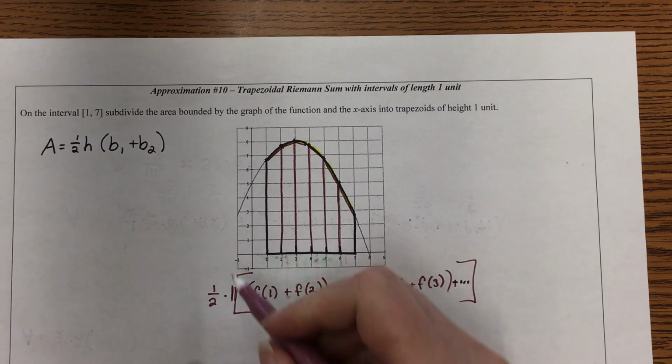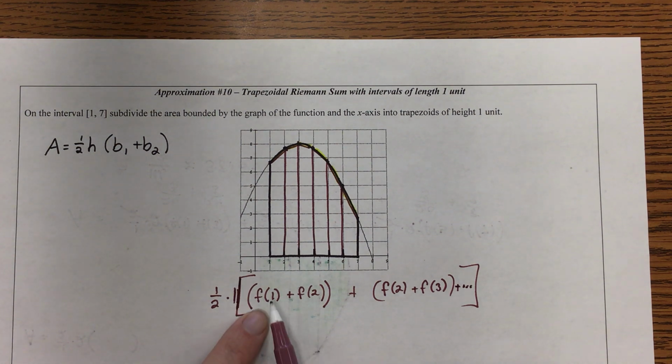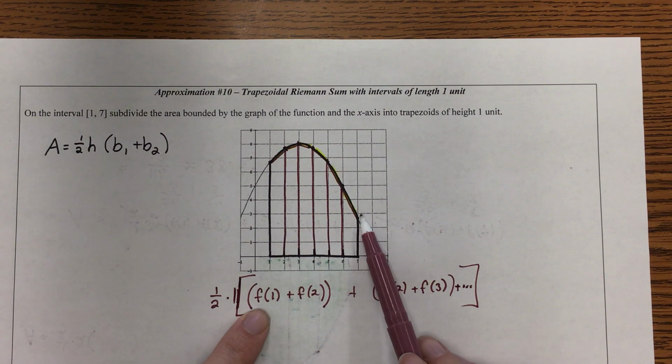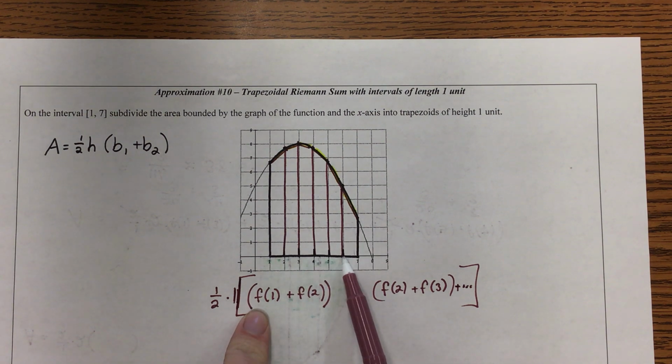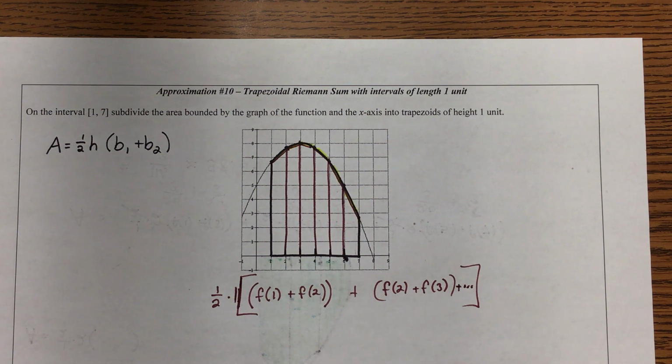So I would definitely get that factored out, the 1/2 and the height. And then you just add up all the bases. Make sure you get the outside ones once and make sure you get all of the inside bases twice, because they get used for 2 different trapezoids.